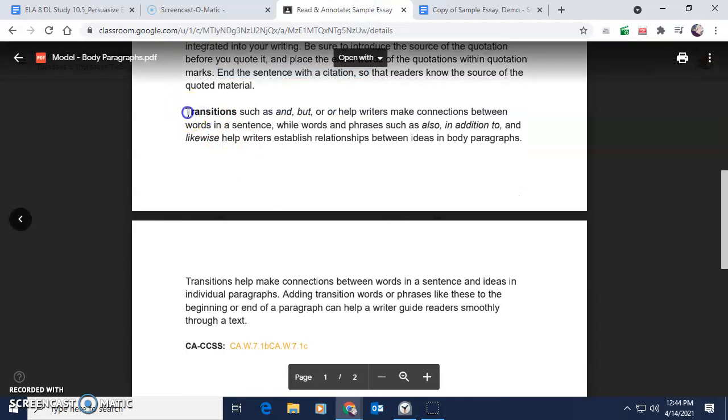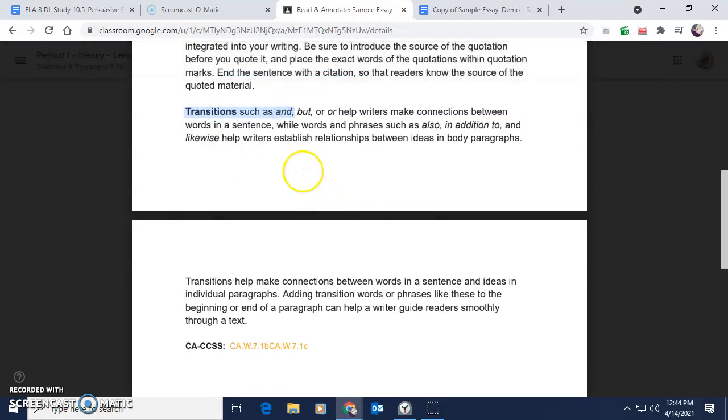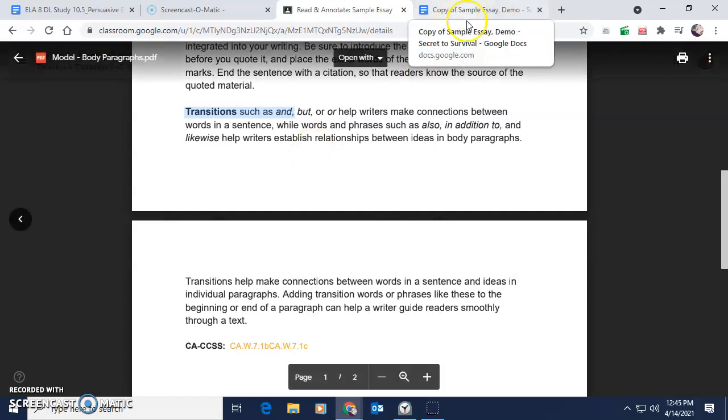Lastly, transitions such as and, but, or help writers make connections between words in a sentence. While words and phrases such as also, in addition to, and likewise help writers establish relationships between ideas in a body paragraph, transitions help make connections between words in a sentence and ideas in individual paragraphs. Adding transition words or phrases like these to the end or beginning of a paragraph can help guide readers smoothly through a text. This goes back to what we talked about at the start of class with transitions. You need to be connecting your ideas so that your essay isn't coming out choppy and disconnected. And so we see this also in paragraph 2.